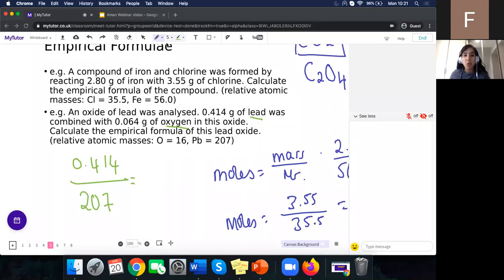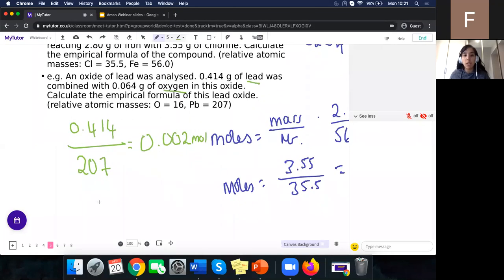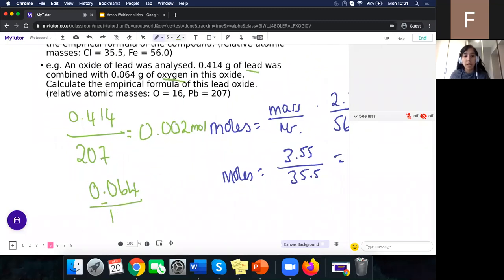Great, 0.002. So 0.002 is the number of moles of lead. And then oxygen is 0.064 grams, and we divide by 16. Now, I just want to clear up here that you might think oxygen goes around in pairs, so should this be 32? In the cases of empirical formulae, you always take it to be 1. No matter what's in there, you take it as 1.